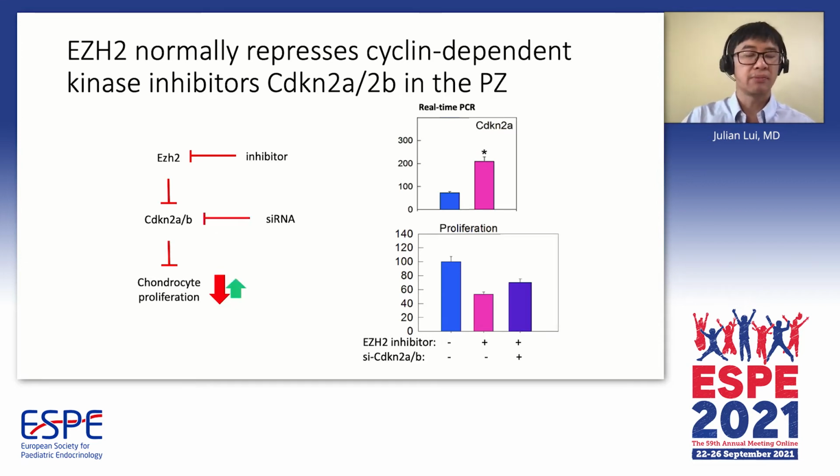And importantly, this decrease of chondrocyte proliferation can be partially rescued if we simultaneously knock down CDKN2A and B expression using an siRNA, therefore confirming this causal relationship.